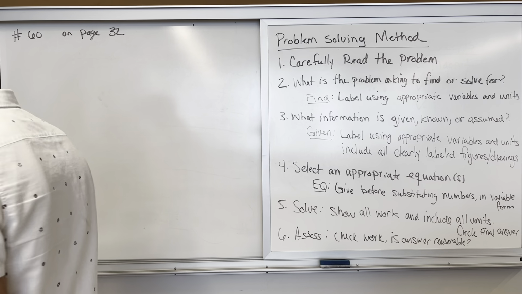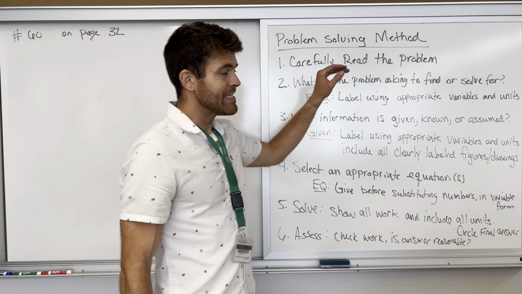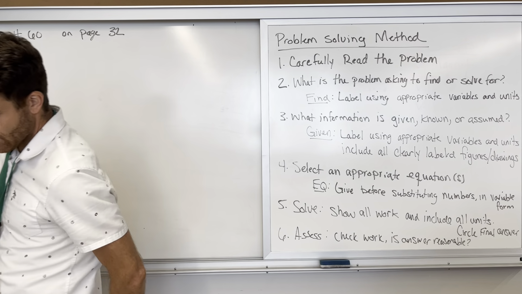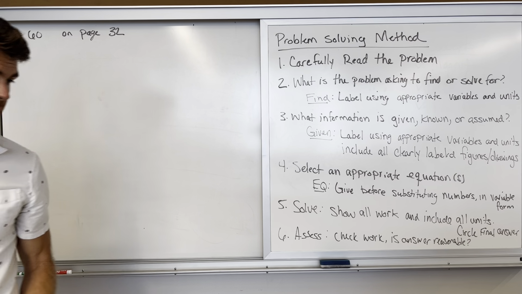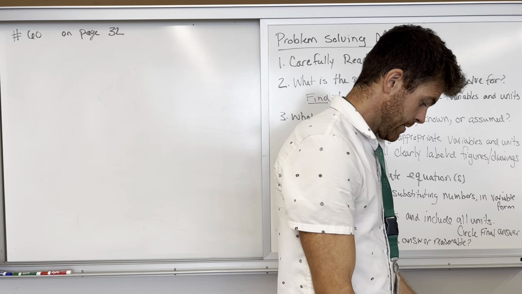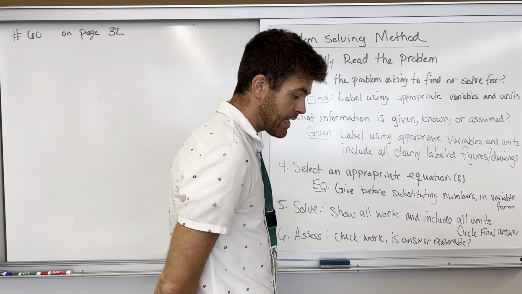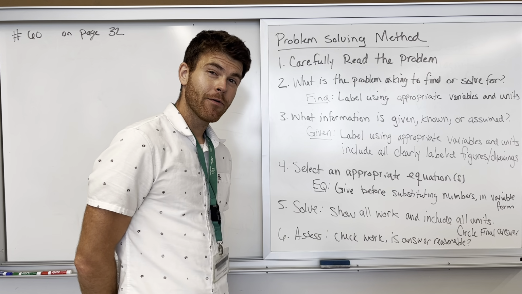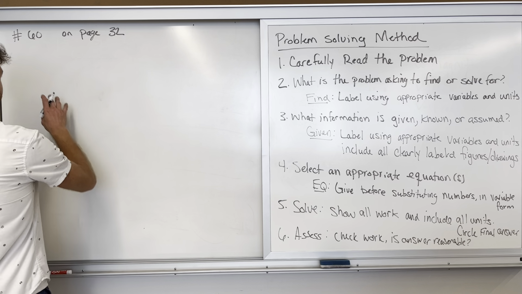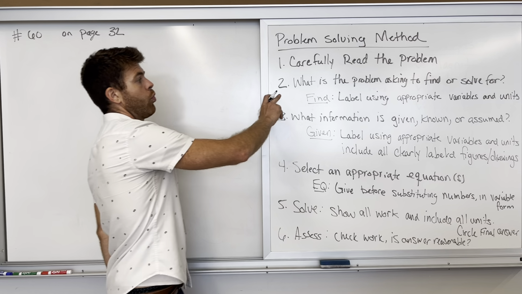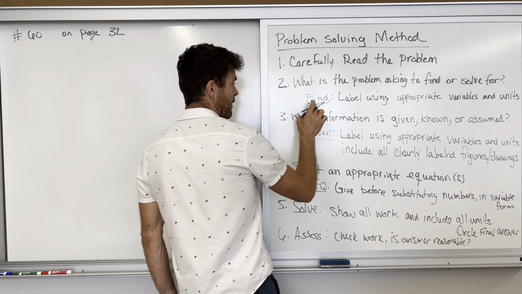In the second step, it asks us to identify what the problem is asking for. So, in reading through the problem, it asks what minimum average speed must be maintained to accomplish this. So it's asking for a minimum average speed. So it's an average speed it's looking for. So what is the problem asking to find or solve for? Average speed. So we're trying to find average speed.